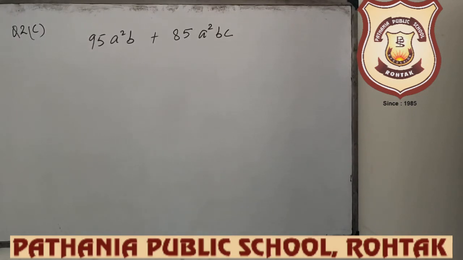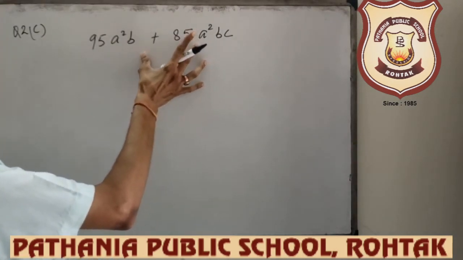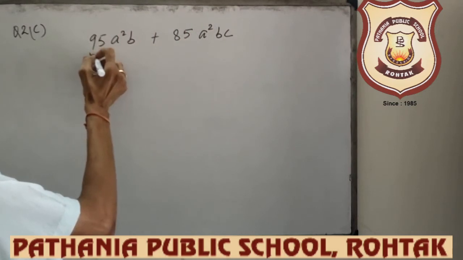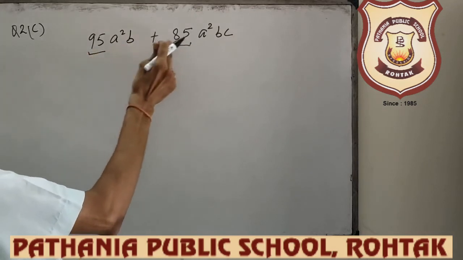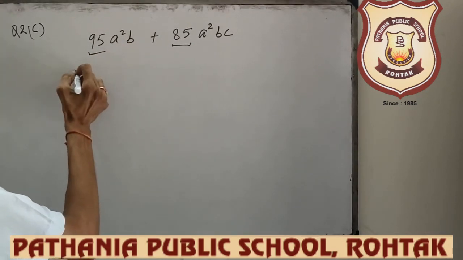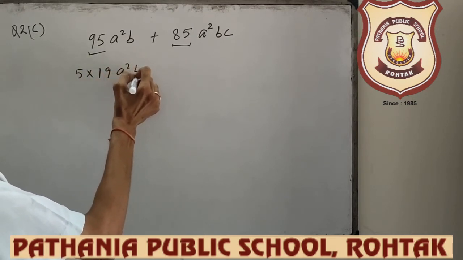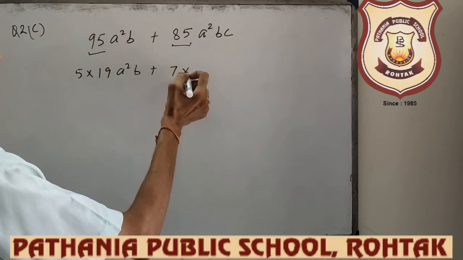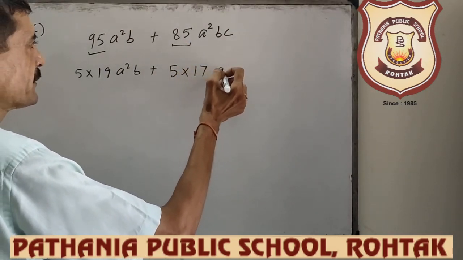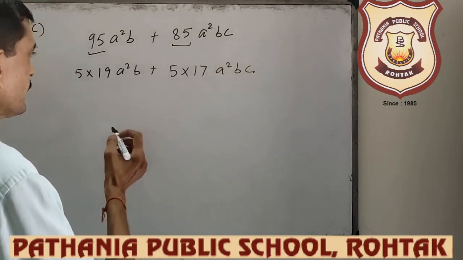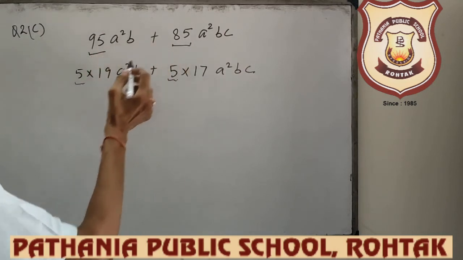Now question number 2, C part. Factorize this algebraic expression also. First we take the numbers. Both the numbers are divisible by 5, or you can first write like this: 5 into 19 a square b plus 7 into 5 into 17 a square bc. Now what is the common in this? 5. Both are divisible by 5.